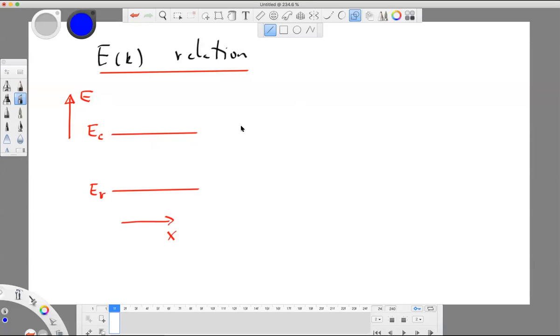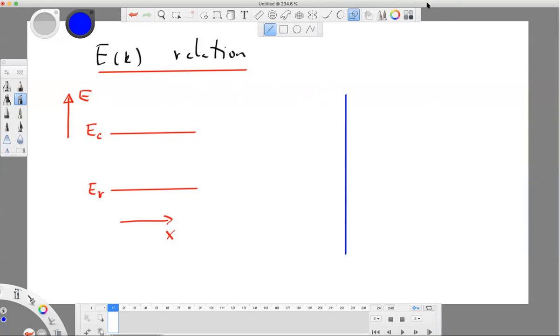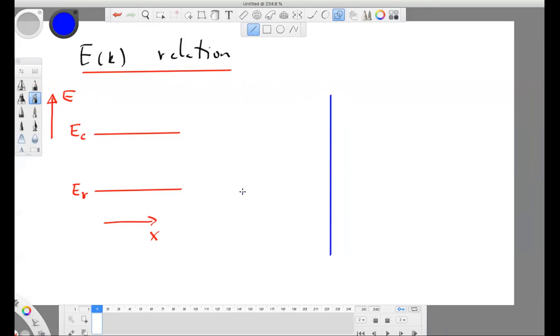Okay, so generally we have this picture we've been dealing with, but we know we have an E versus K relationship that we must deal with. So what's the E versus K relationship behind this very simple picture here? Let's draw a few diagrams here to remind ourselves of what we were doing in solid state 1.